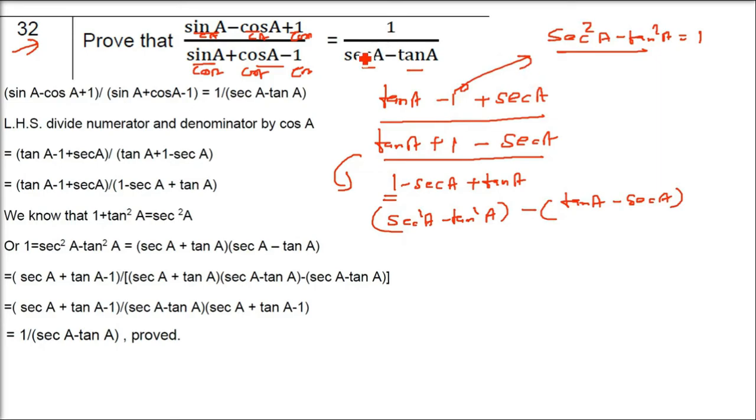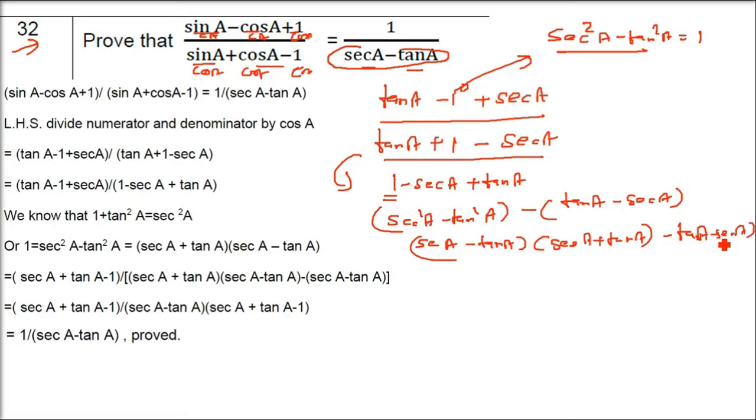Please remember, numerator we haven't taken. You might be asking a question, why we have not changed the numerator 1 to sec square A minus tan square A? Just for the discussion, that denominator we need. So we have sec square A minus tan square A minus this is sec A minus tan A. Sec square A minus tan square A is what? A square minus B square. So it is sec A minus tan A into sec A plus tan A. So I am writing sec A minus tan A and sec A plus tan A, minus this is sec A minus tan A.